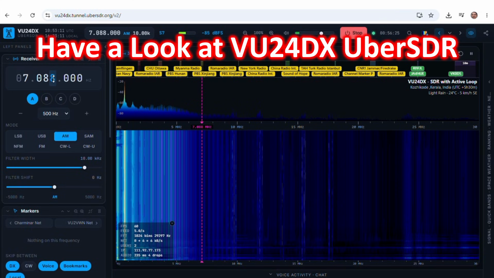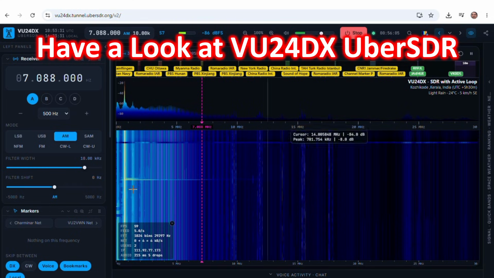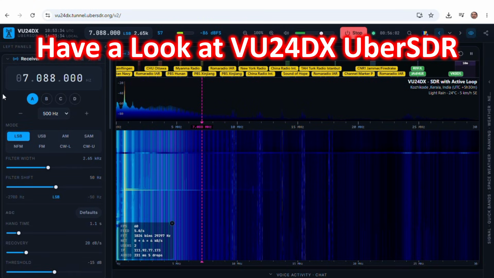7088, let me see. That is the frequency of the Silicon City net. It is 1623 now. Maybe I'll have to wait some more time for activity to be seen there. VU24DX was mentioning that the mode is wrong. I have to put it as LSB. Not any strong signals are there. Somebody is whistling. Sometimes you may hear some stations before the net time also, but today somehow I am not hearing.